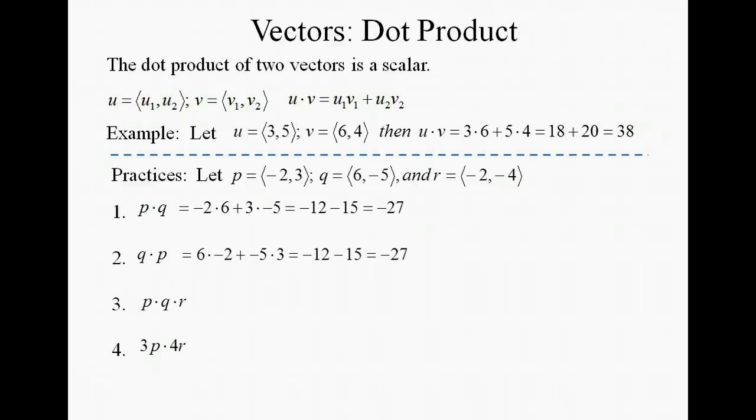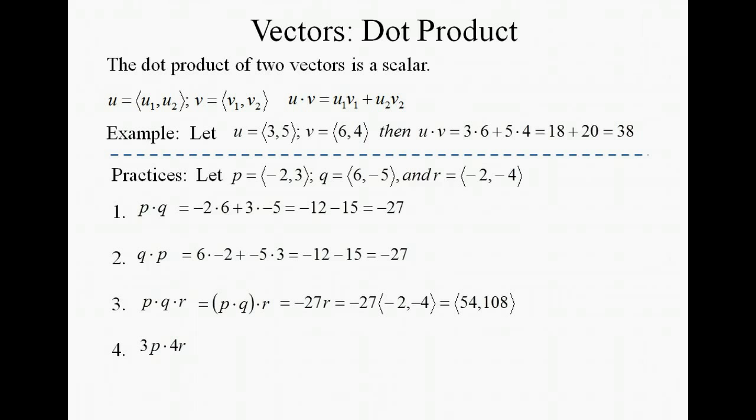For the third example, we have p dot q dot r. We're going to follow our normal order of operations and find p dot q first and then multiply it by vector r. Now, we know that p dot q is -27 and then r is a vector. So now we're going to be doing a scalar multiple of vector r, which means that we're going to end up with another vector. So -27 times our vector r gives us the new vector 54, 108.